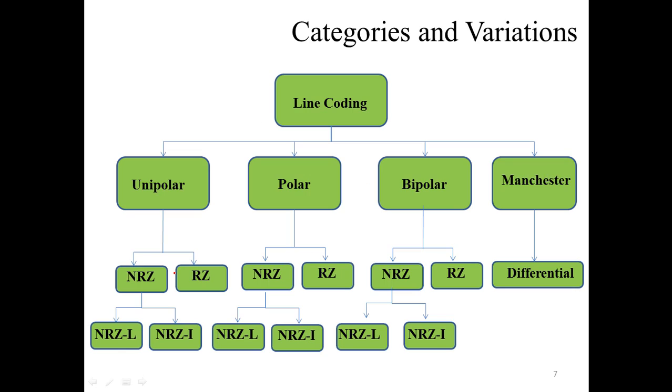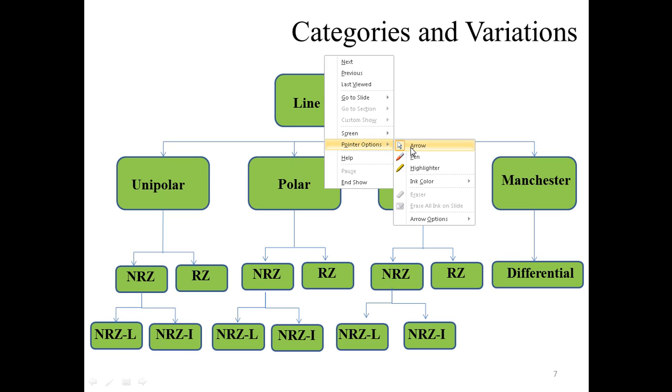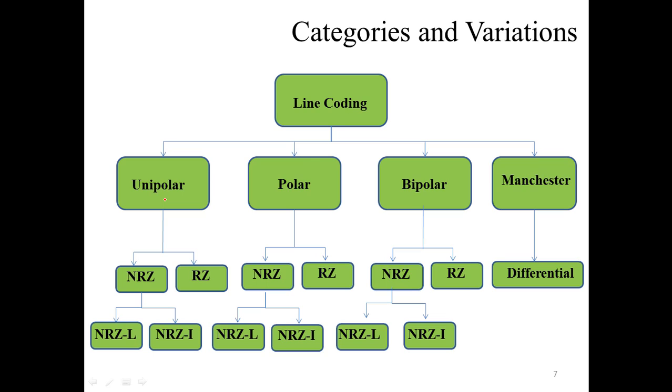So there are several kinds of line codings, and we will try to learn all of these in today's class. This is the hot topic for today's lecture. We will look at four major types. The first one is unipolar, the second one is polar, the third one is bipolar, and the last one is Manchester. Similarly, unipolar is divided into NRZ and RZ. Similarly, polar is divided into NRZ and RZ. Same with bipolar, NRZ and RZ. And with NRZ, there come two options: NRZ with level and NRZ with invert. So we will look at all of these variations and categories in today's class.